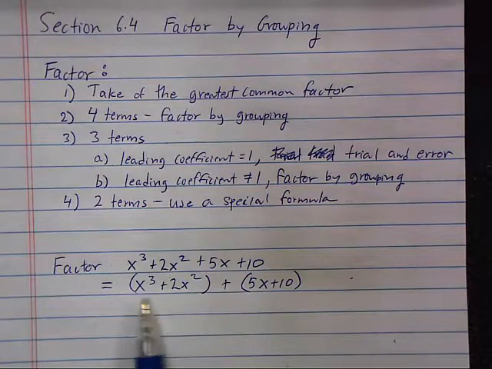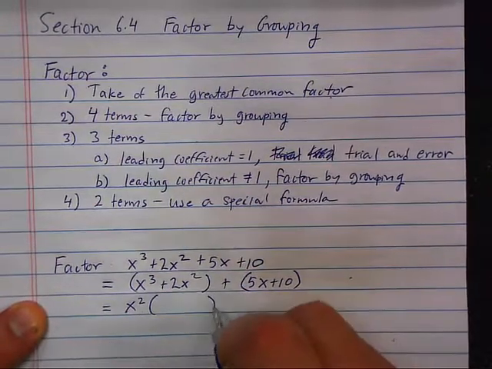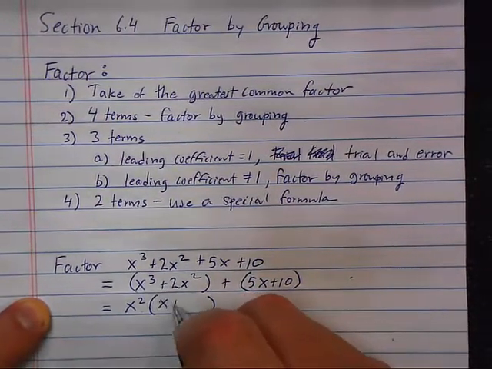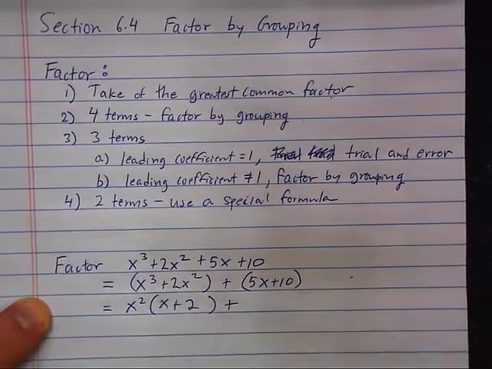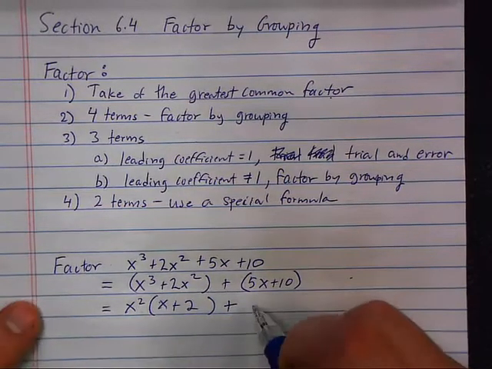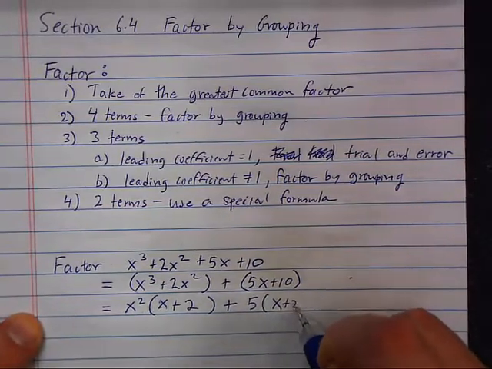Look at the first pair, x cubed plus 2x squared. Is there a common term there? Yes, the common term is x squared, so I'm going to factor x squared out. And if I factor x squared out, what's left over? X plus 2. Plus, now I look at my second group. Does my second group have a common term? 5. So I factor the 5 out. Left over is x plus 2.